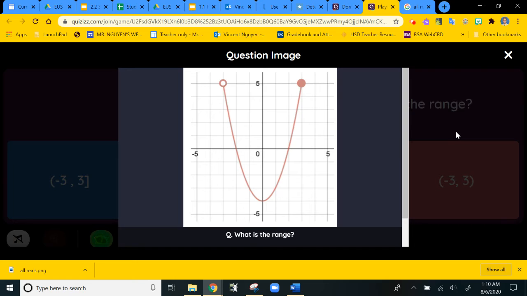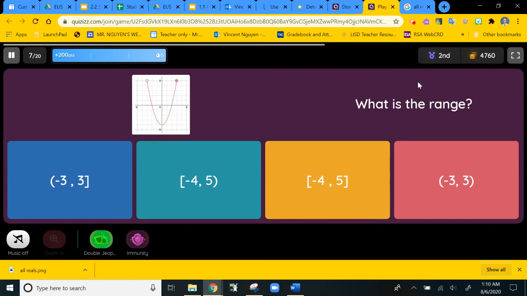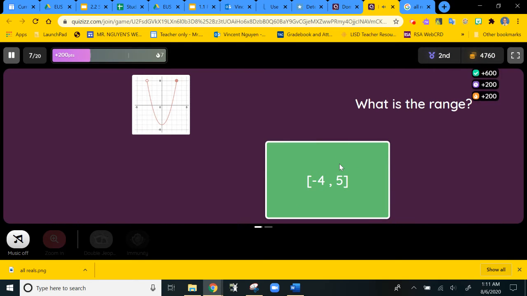Okay, so let's see which one that is. -4 up to 5, but this one is not including it. I'm supposed to include it. Oh, this one right here. I'm including both values. Okay. Awesome.